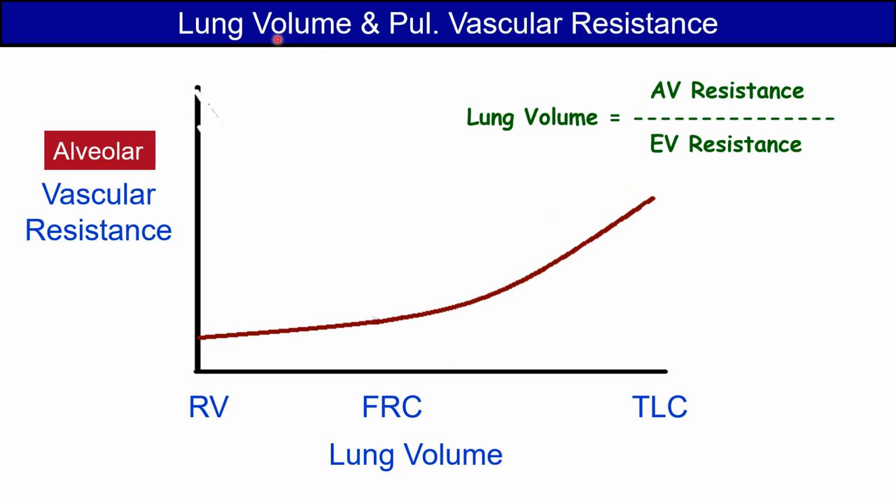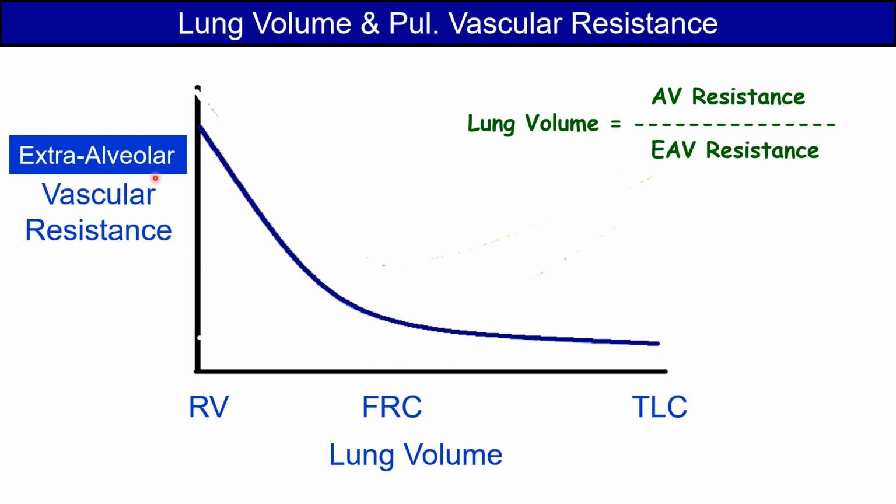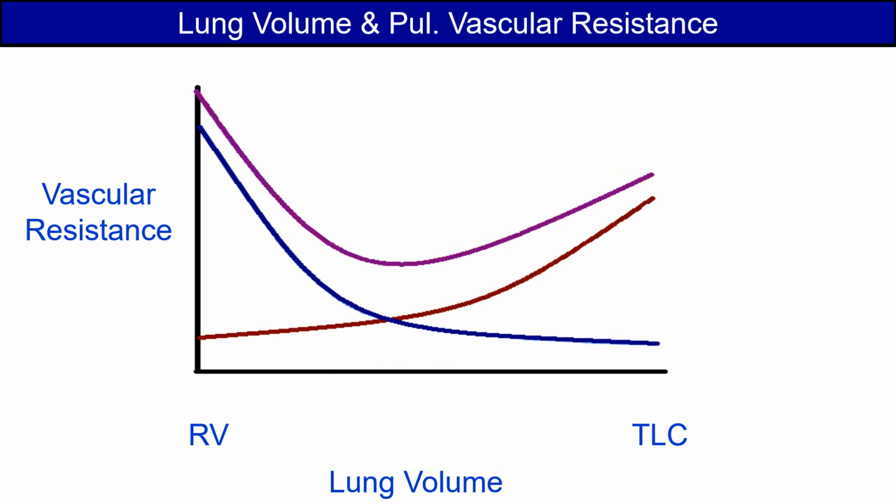So this is the relationship between lung volume and pulmonary vascular resistance. Let's start off with lung volume on the x-axis, and the y-axis is alveolar vascular resistance. The greater the lung volume, the greater the alveolar vessel resistance. And for extra-alveolar vascular resistance, the greater the lung volume, the lower the extra-alveolar vascular resistance.